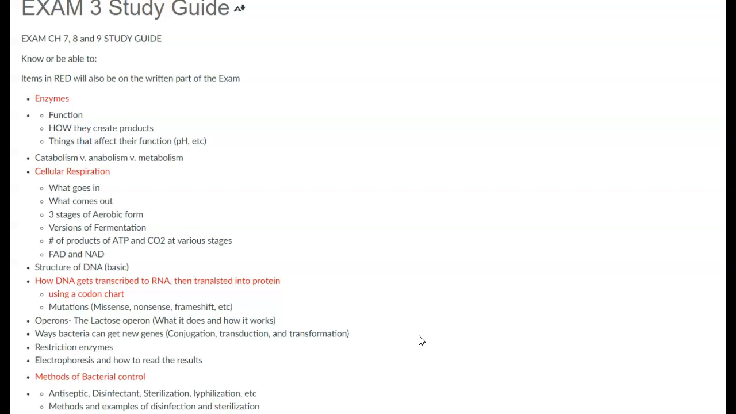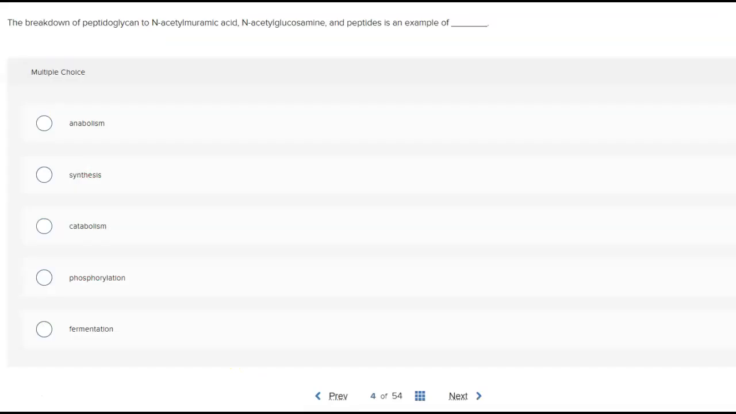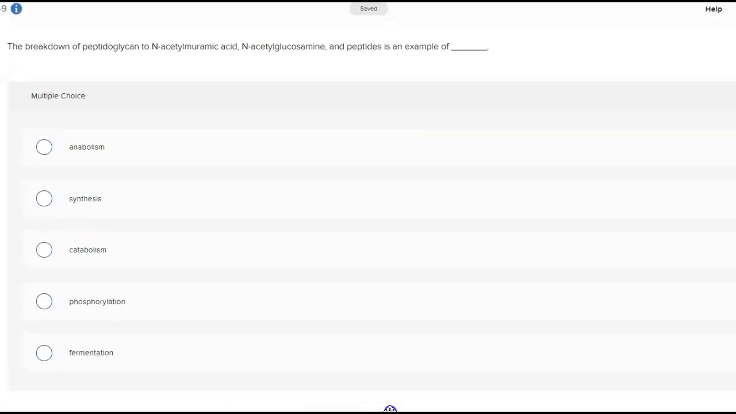All right, let me show you a couple exam questions. I really like this question. Obviously, pause it before I speak if you want to take a shot at it. But basically, I like this because it really can just say the breakdown of Mickey Mouse and Donald Duck is an example of. It doesn't really matter that you're not supposed to necessarily know it, peptidoglycan to N-acetylmuramic acid and N-acetylglucosamine and peptides is an example of. It's just the breakdown of any of these things. So obviously that should help in your answer to this particular question.